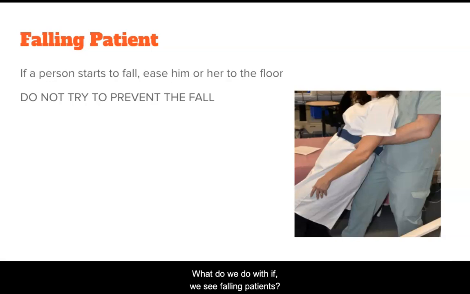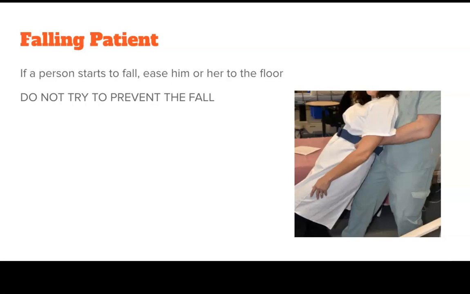What do we do when we see falling patients? If you're ambulating a patient with your gait belt, and for whatever reason this patient either faints or decides to fall, we tell everyone not to prevent the fall. The fall's going to happen no matter what. The only thing you can do, if you're able, is ease your patient down to the floor. We'll watch some videos in class about how to do that.